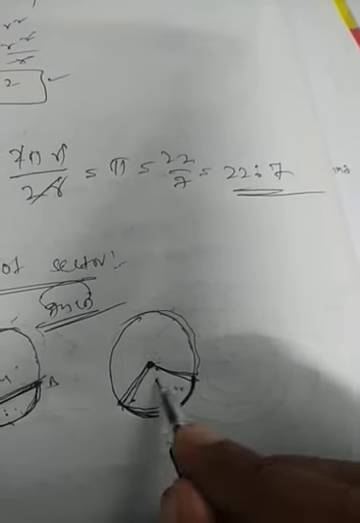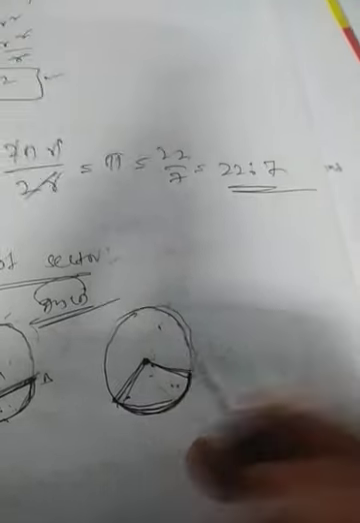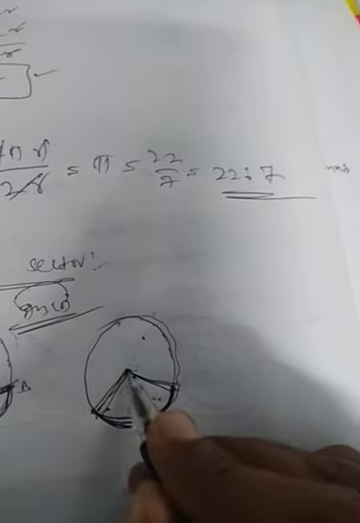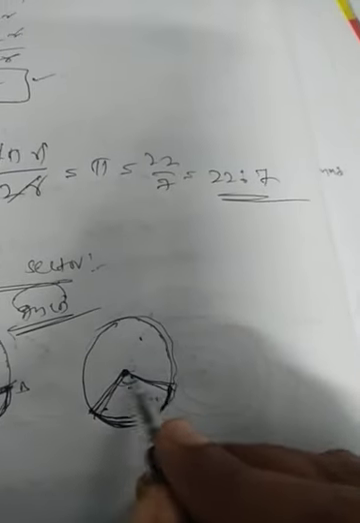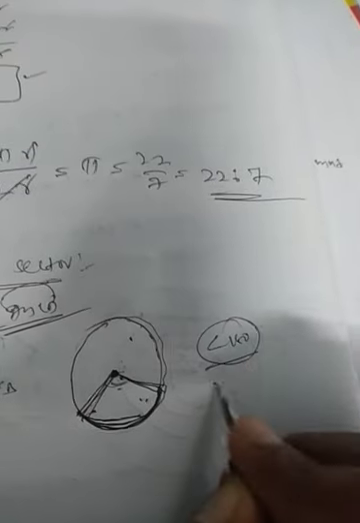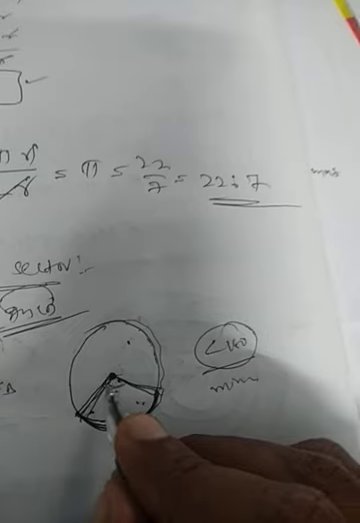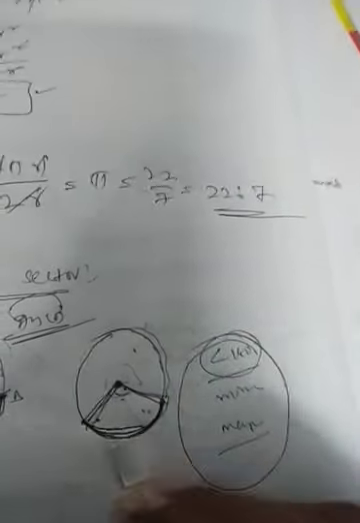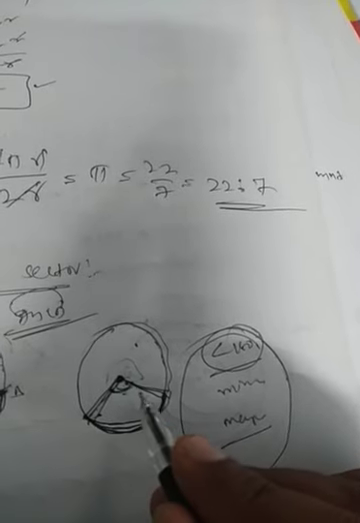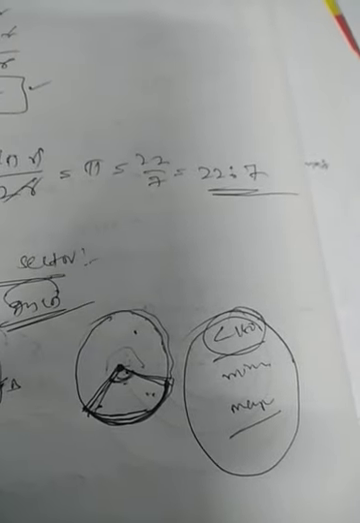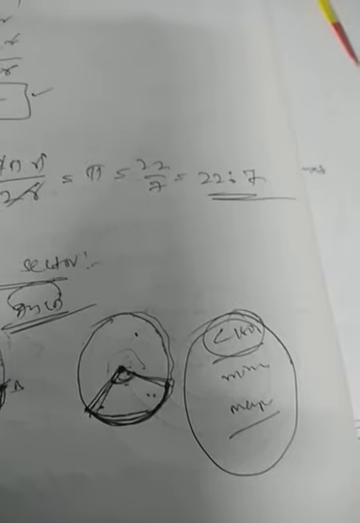This is the minor sector and this is the major sector. How can we classify it as minor sector and major sector? The angle made by the arc at the center is called the central angle. If the central angle is less than 180, that sector is taken as the minor sector. If the central angle is greater than 180, that sector is taken as the major sector. Once again, less than 180 is the minor sector, greater than 180 is the major sector. So this is about the sector and segment of the circle.